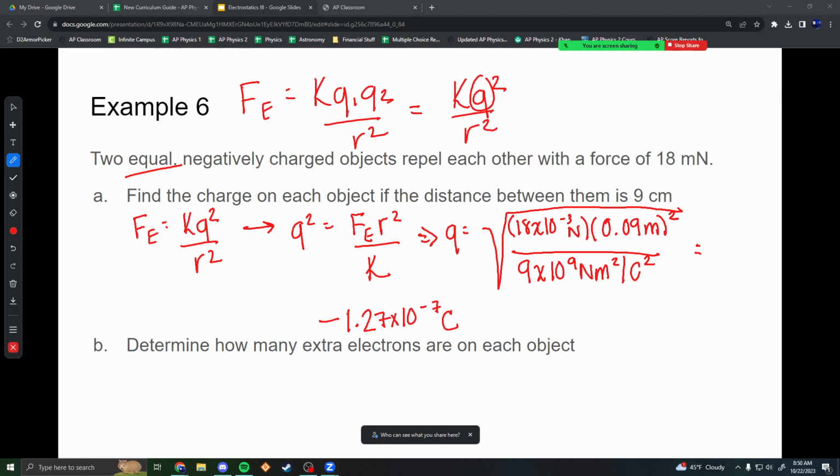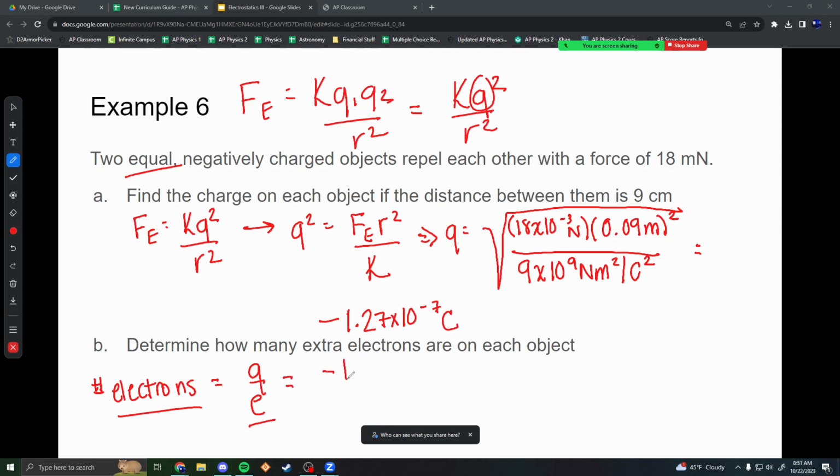Found the charge. So now determine how many extra electrons are on each object. So this is another equation, and this is hopefully intuitive. The number of electrons that you have is just equal to the total charge you have divided by the charge of an electron. Remember that there's all these electrons that are making up this charge. So we should be able to calculate it in the same way that, if you were to cross multiply, the elementary charge times the number of electrons would be equal to the total charge that is made up here. So hopefully that equation is relatively intuitive.